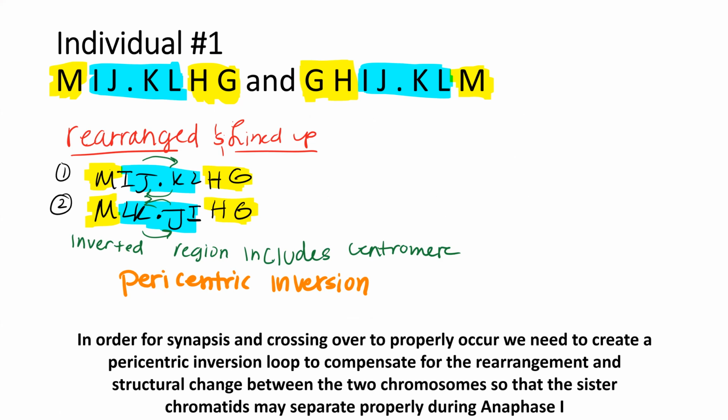For individual 1, we can see that there's a pericentric inversion because when we line up the M's, the H's, and the G, we can see that the middle region is inverted about the centromere, and so that means in order for synapses and crossing over to properly occur, we need to create a pericentric inversion loop to compensate for the rearrangement and the structural change between the two chromosomes so that the sister chromatids may separate properly during anaphase 1.